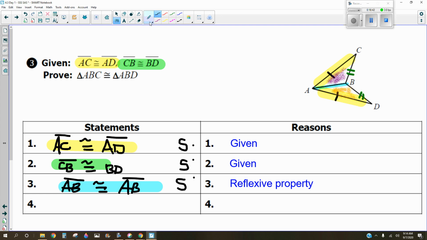So to finish this whole problem, I need to wrap it up with the prove line. So I know that triangle ABC, I'm just copying from right here, is the same as triangle ABD. And which rule am I dealing with? Side, side, side. Okay, so that's how we'll fill out these tables. So let's look at another one.